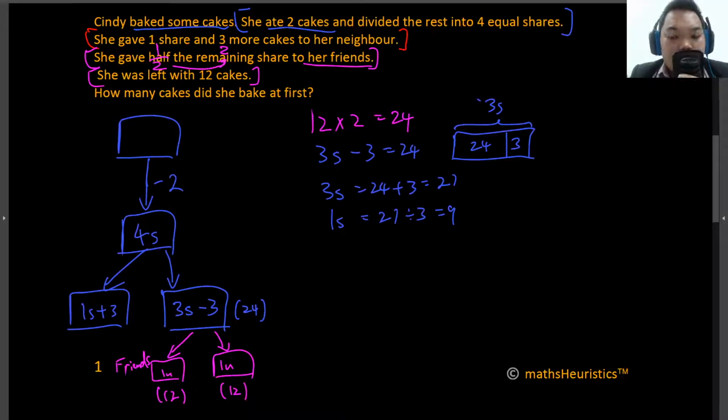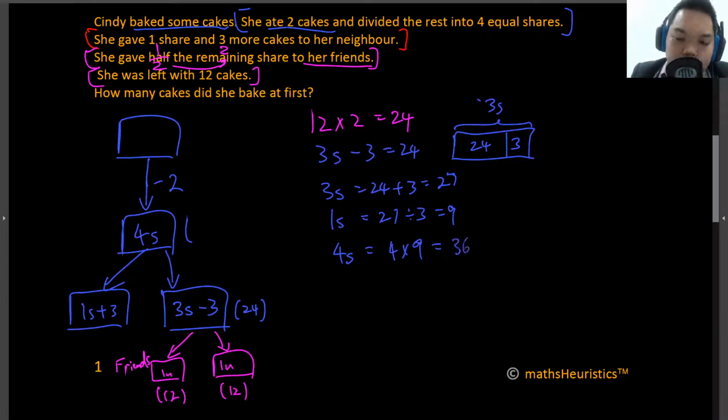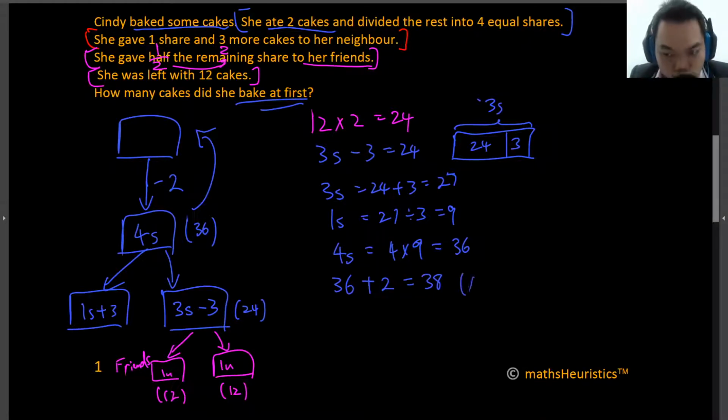Okay, you see what I mean here? Sometimes if you jump the steps too quickly, you may say that 3 shares will be 21. Okay, some of you will make the mistake, some of you will be perfect. I'm trying to address this to everyone. So when you have 1 share being 9, you can now find out the value of your 4 shares. So this would be 36. And if this is 36, how many did she bake at first? 36 plus 2 will give you 38. So this is your answer.